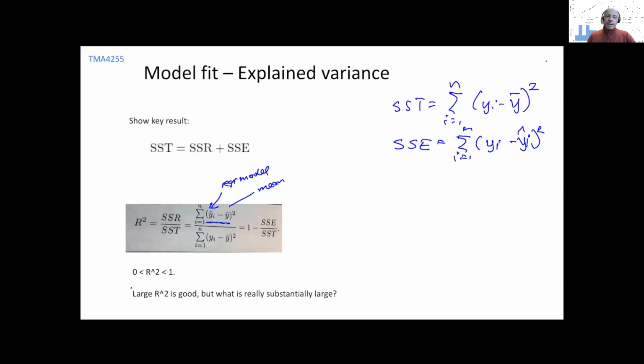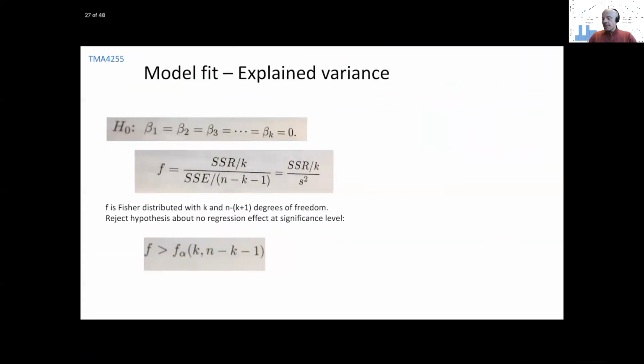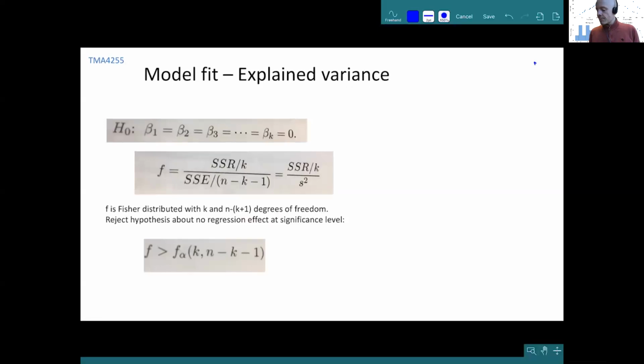To formalize this, we can again do hypothesis tests, not on R squared, but a related quantity. And that's what's done to test these hypotheses. You take the regression sum of squares and divide it by k, so that's the number of covariates. You take the residual sum of squares, the error sum of squares, and divide it by the remaining degrees of freedom, and this is basically S squared. This is now Fisher distributed with a certain number of degrees of freedom.